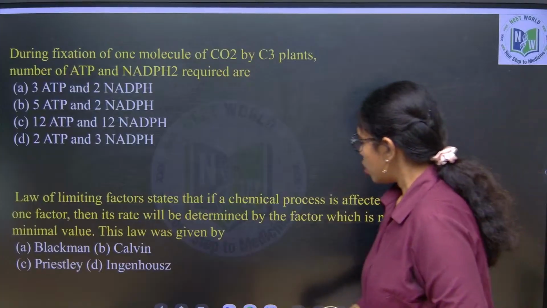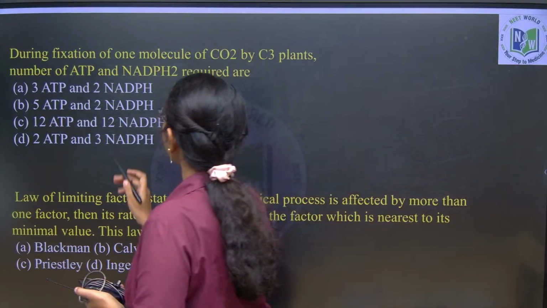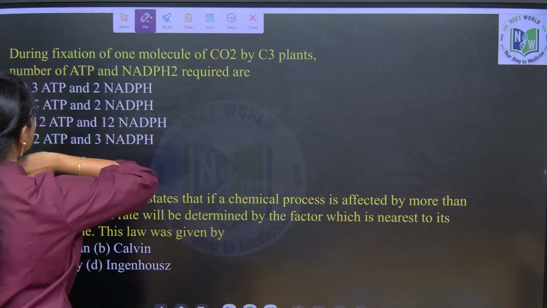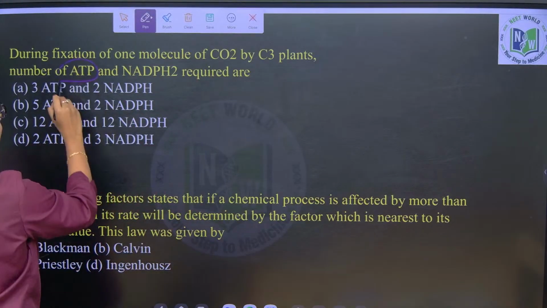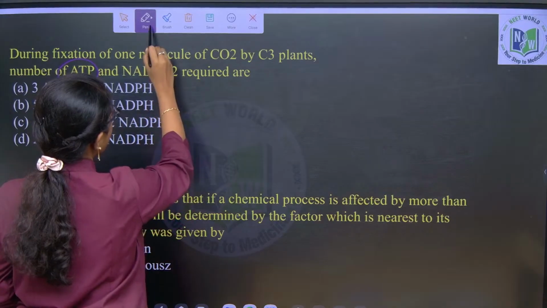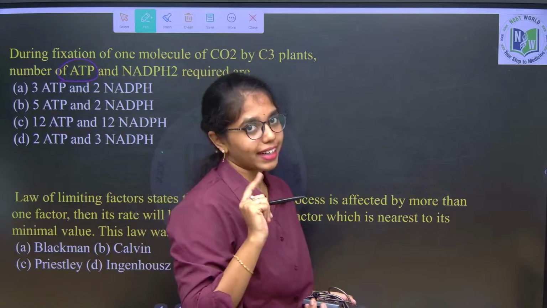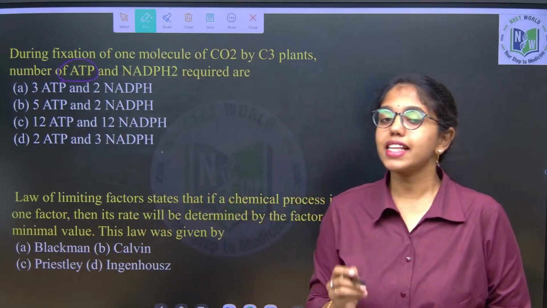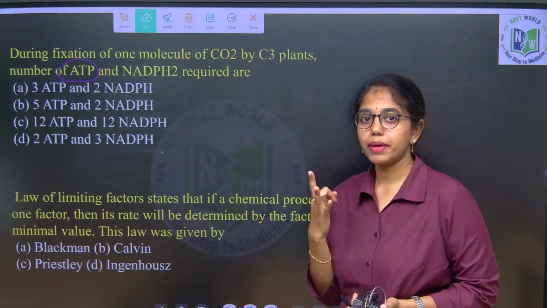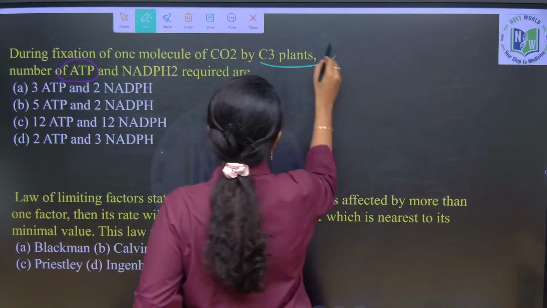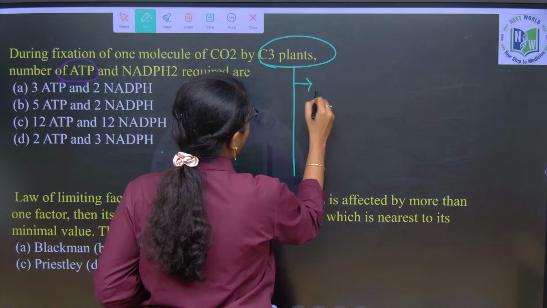Here again, during the fixation of one molecule of carbon dioxide in the C3 cycle, the number of ATP and NADPH required are, for the fixation of one carbon dioxide. In the C3 cycle, what are the three steps that are happening? Carboxylation, reduction and regeneration. Three subsequent steps, what are they? Carboxylation.